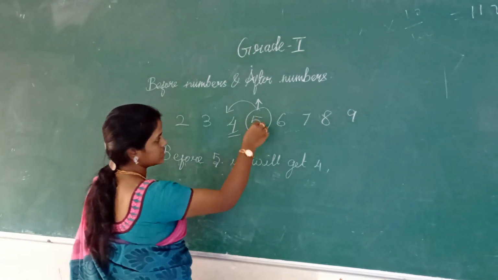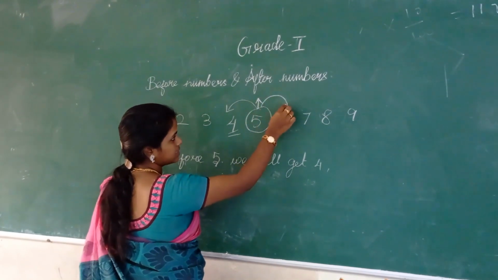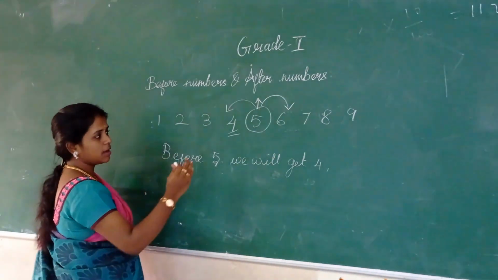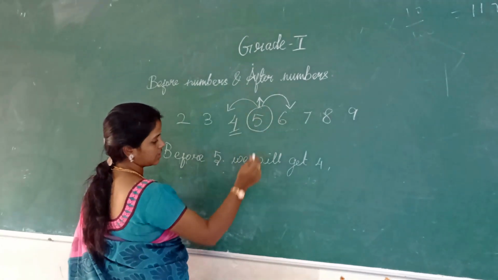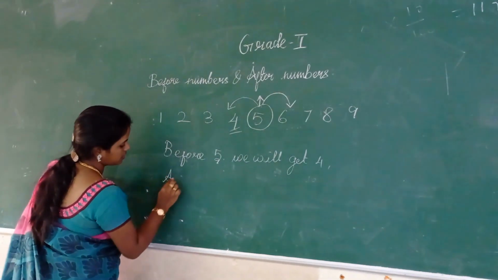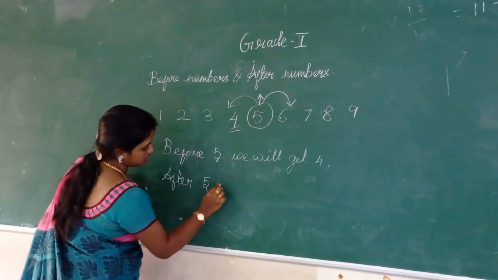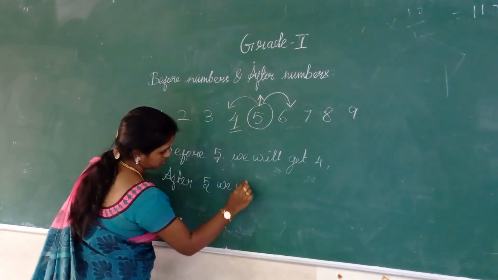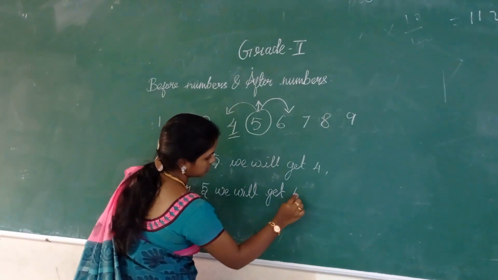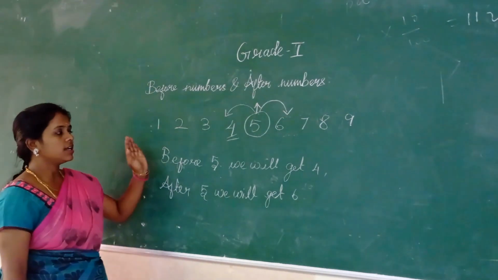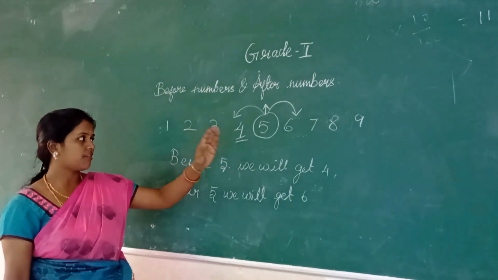The next one is after numbers. After means right side. What is the number after the particular number? After this 5 we have number 6. So after 5 we will get 6.